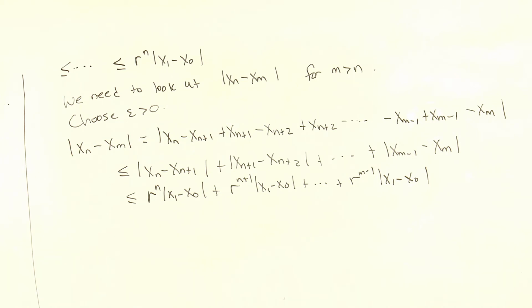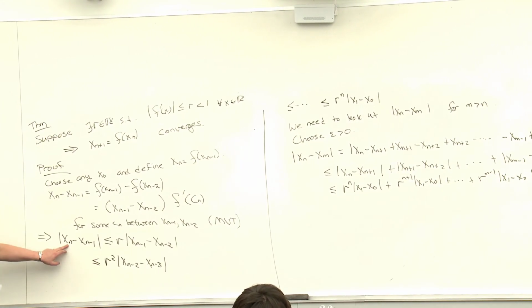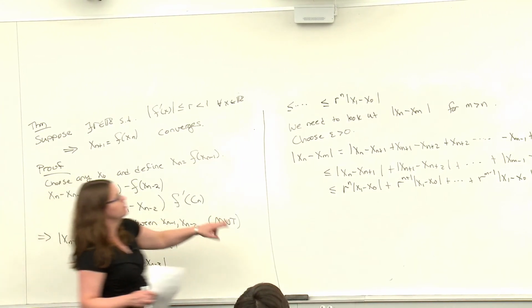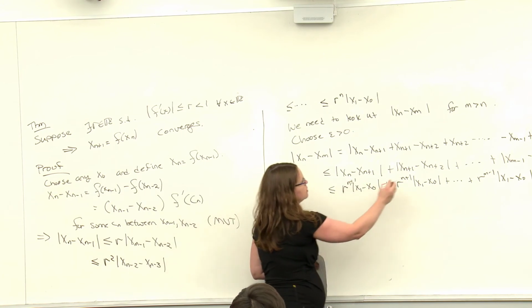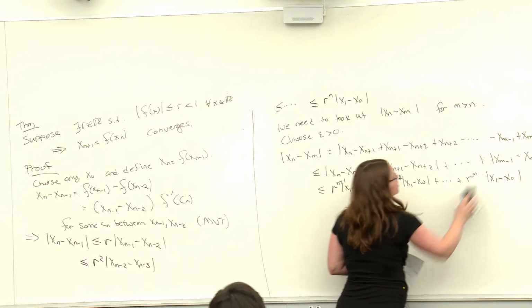Remember that there we started with xn minus xn minus 1, and here we have like xn plus 1. So what was it here? The biggest index shows up here. Sure, we can correct those.